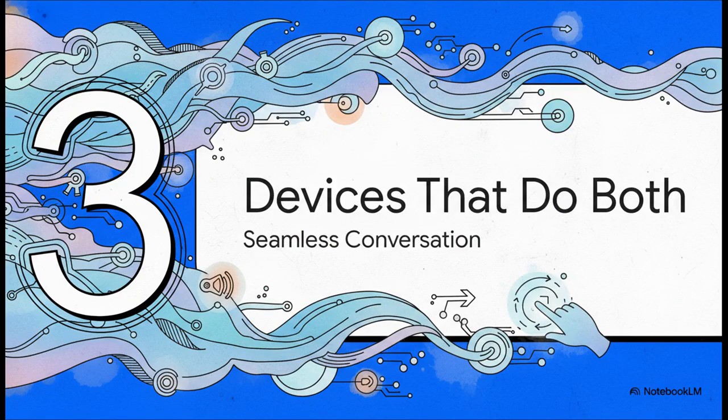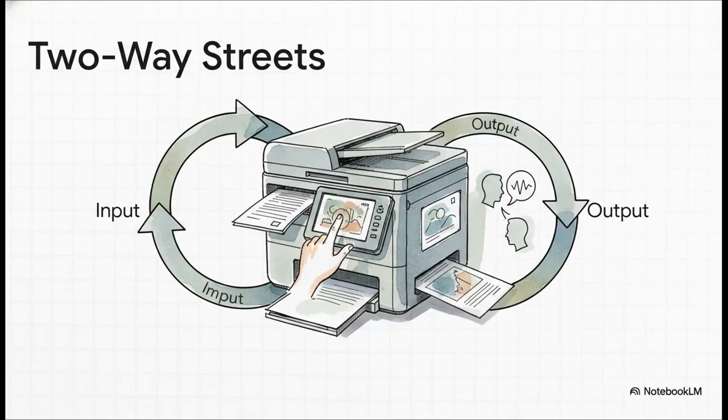But here's where things get really interesting in the modern world. That line between input and output, it's getting really, really blurry. A lot of our devices today are designed to make this conversation feel less like we're taking turns and more like a totally seamless, real-time flow. Just think about it for a second. Your phone's touchscreen is the perfect example.